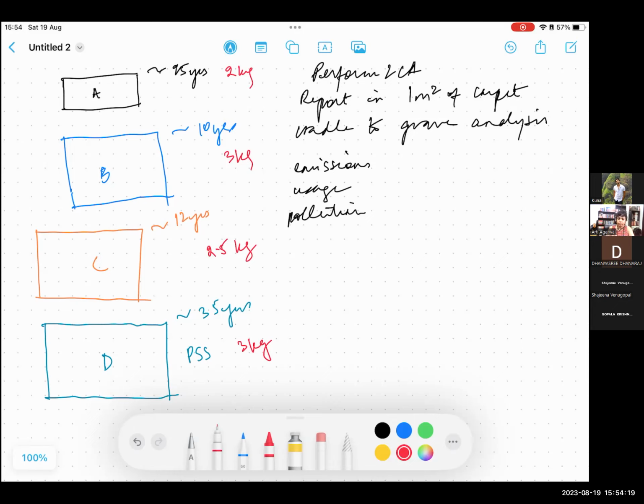Madam, here the life of the carpet is not considered. Yes, you are correct. Maybe one carpet may be taking 3 kg emissions, but 3 kg emissions if you use it for 20 years may be better than 2 kg emissions in 10 years.